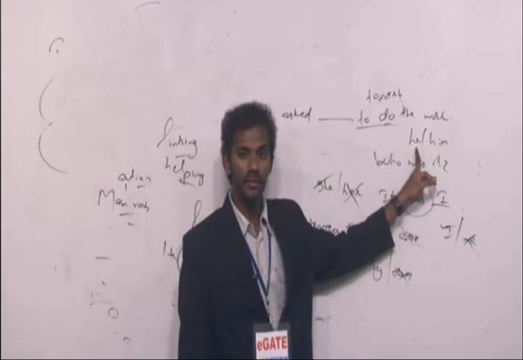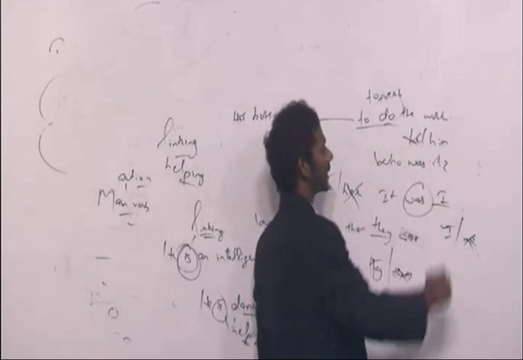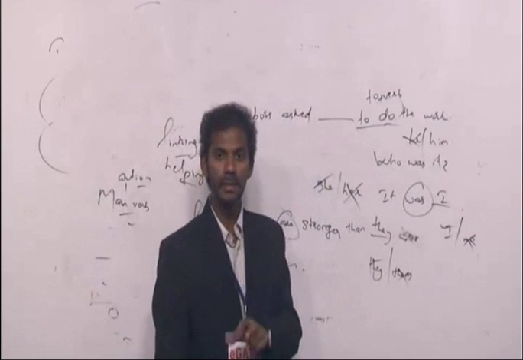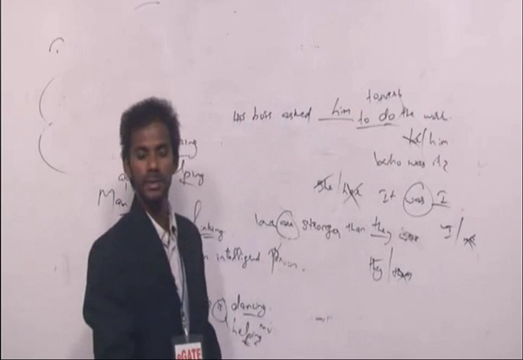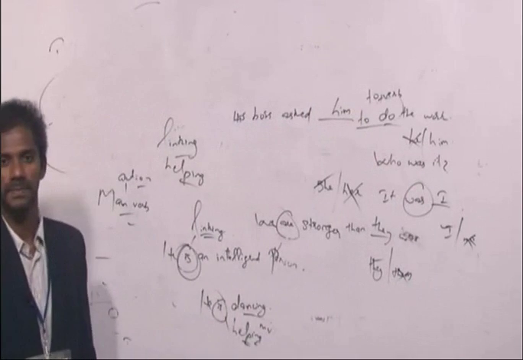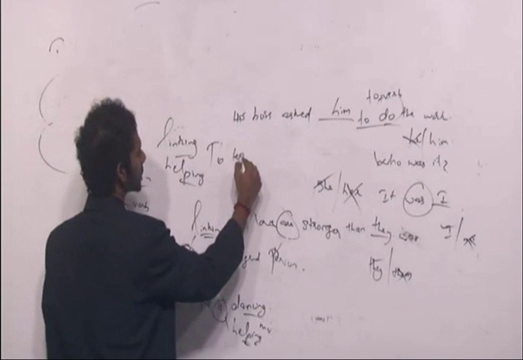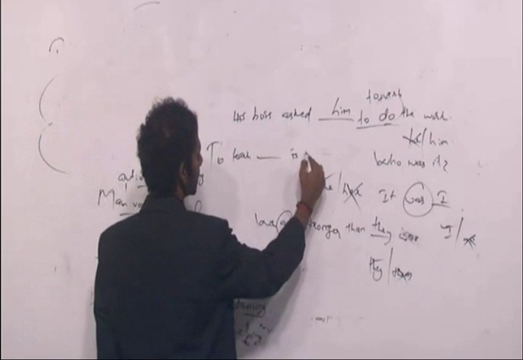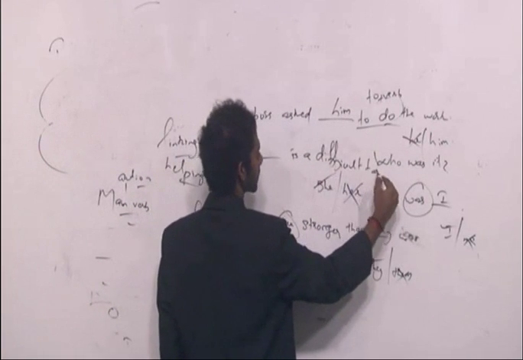He is subjective, whereas him is objective. I gave him the list. So he is eliminated because it's subjective. The rule says it must be in the objective form. So it should be his boss asked him to do the work. Clear? Similarly, to teach dash is a difficult task.